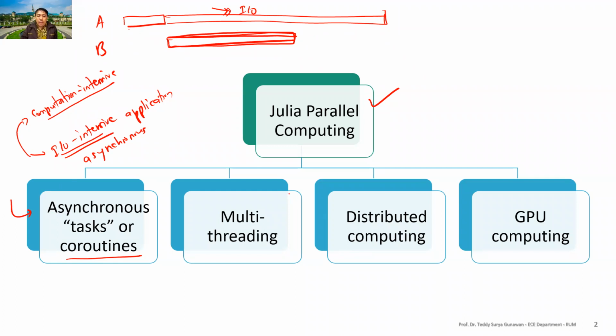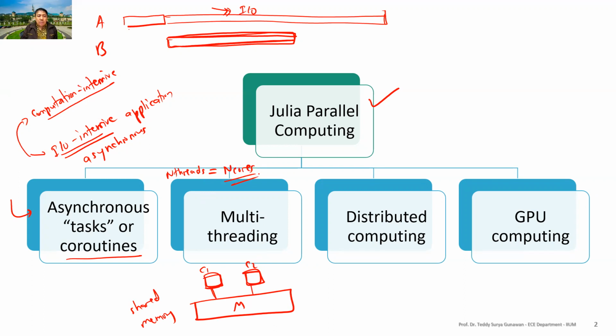Then we have multi-threading. If you remember SIMD, we have core 1 and core 2, and both have access to the shared memory. So how do we program the threads for C1 and C2? Normally, to be optimum, the number of threads should be equal to the number of physical cores, not logical cores.